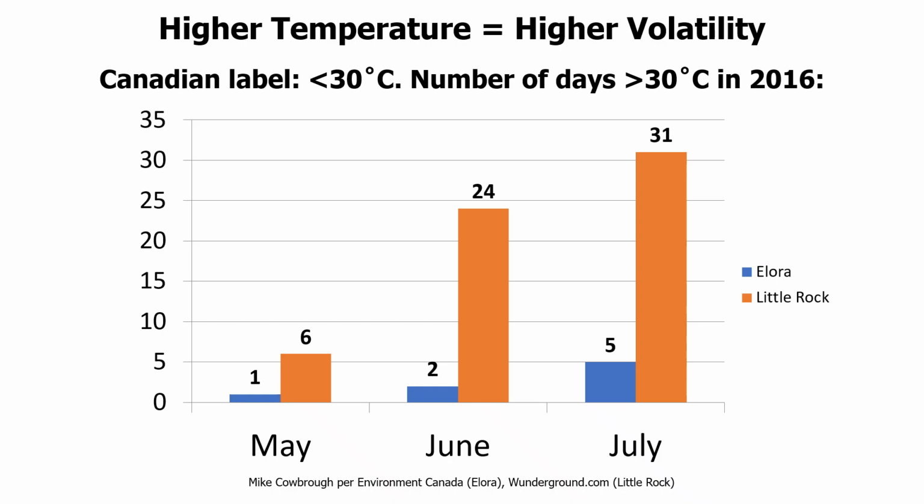But there were 6 days in Little Rock that were hotter. In June, Elora had 2 days where it would have been too hot to spray. Little Rock had 24 days where you needed to pack in the sprayer, and if you had the bad luck of trying to spray in July, and by the way, we sure don't recommend that in Ontario either, just no chance at all. 31 days out of 31 days too hot to spray. So is it any wonder that they had problems with volatility and drift?